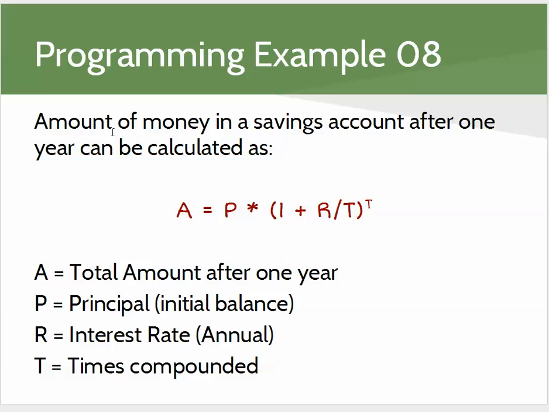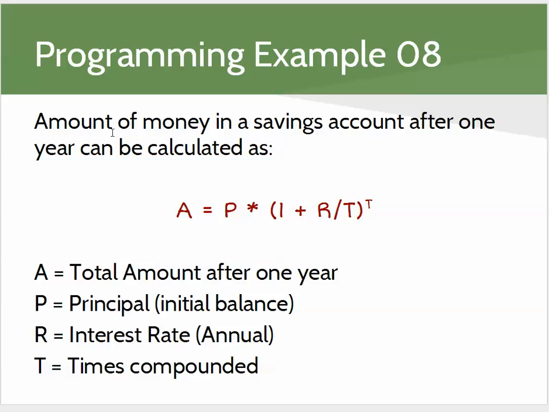So the next programming example is not based on geometry or physics, but it's back to the domain of money and dollars and cents. In this program, we're going to calculate the amount of money in a savings account after 1 year. And that actual formula depends on a number of different factors. First off, it depends on your initial principal.